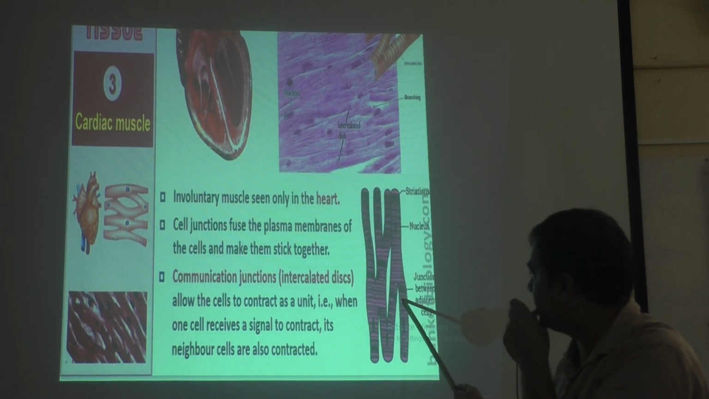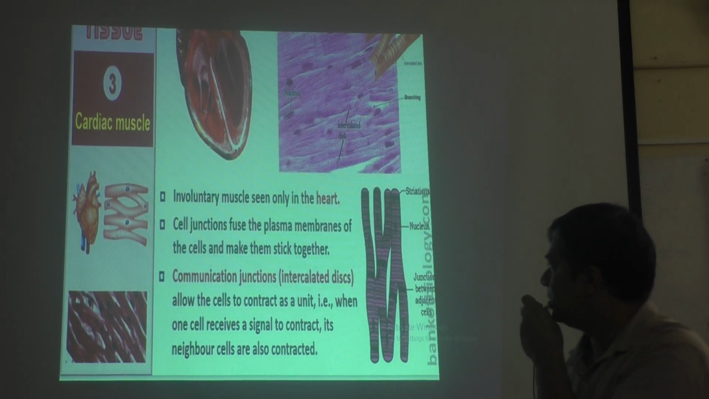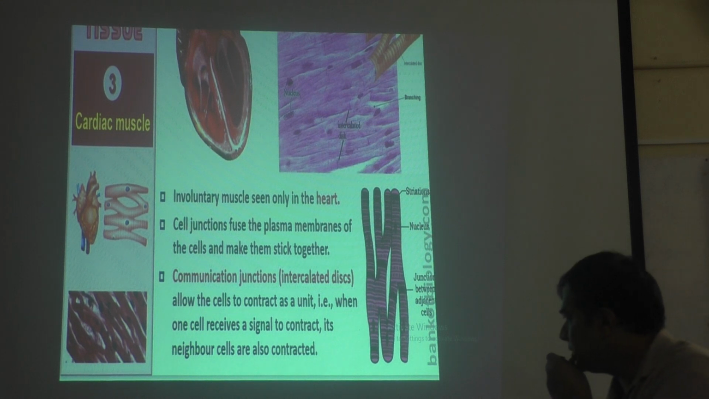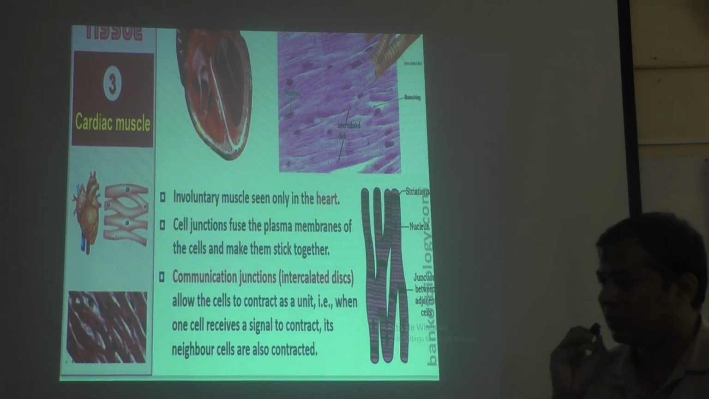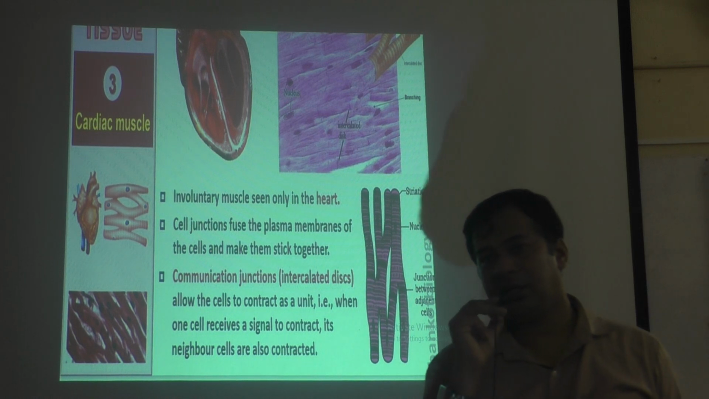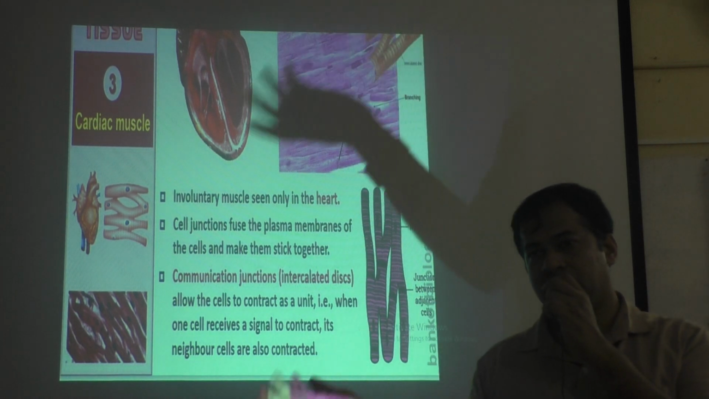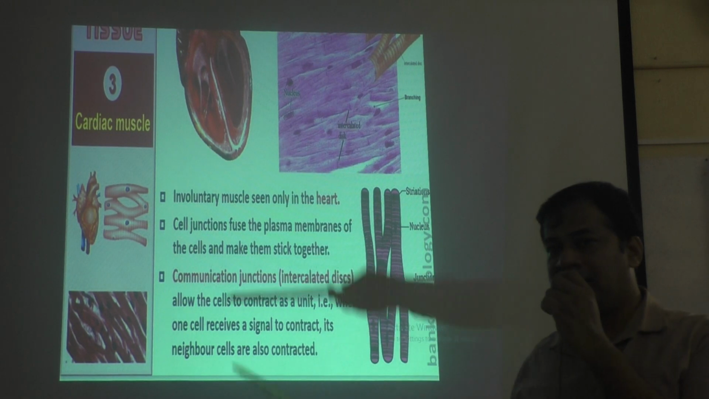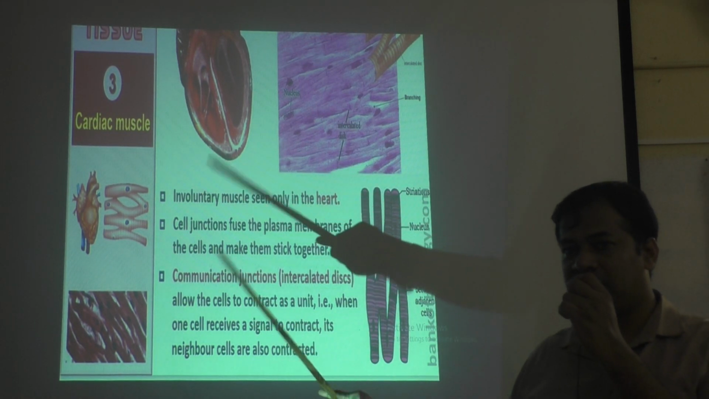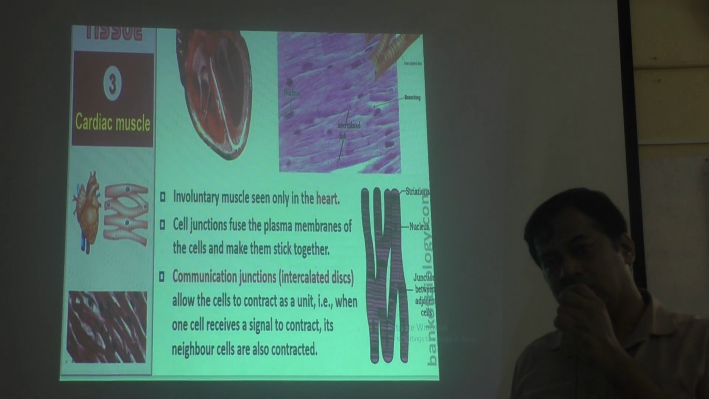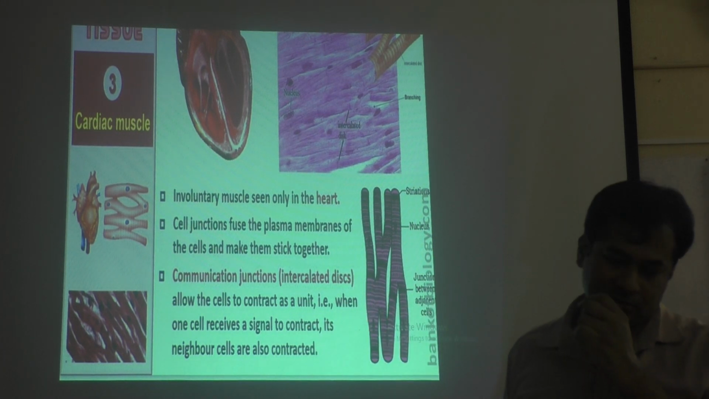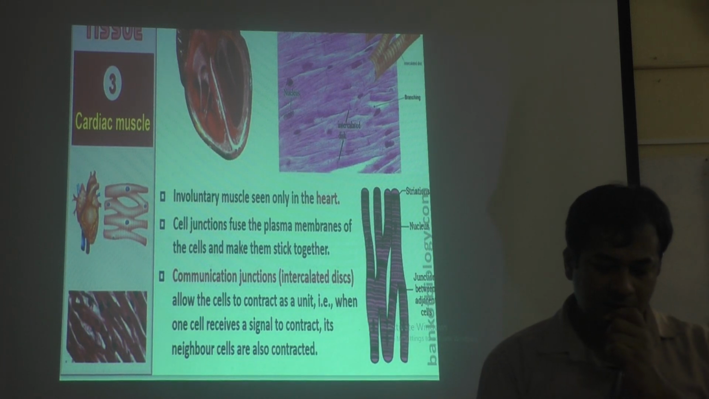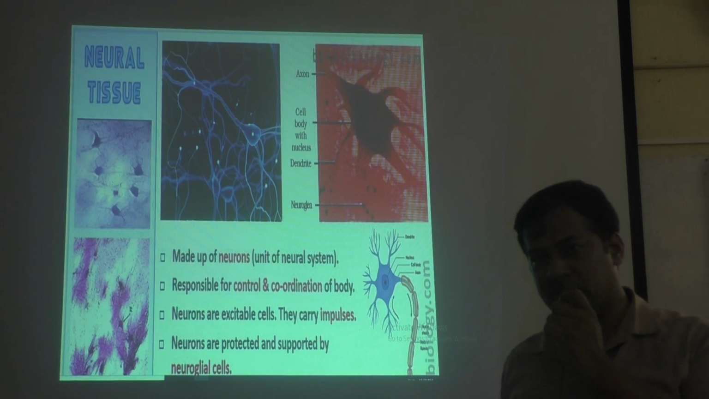The intercalated disc is a junction between adjacent cells. So when one cell receives a signal to contract, its neighbor cell will also contract. Means one cell contracts, then it will send a message to the next cell through this intercalated disc. That is the communication between two muscles. Then both the muscles will contract. So when one contracts, all the remaining will contract, because one muscle will send a message to the other muscle.